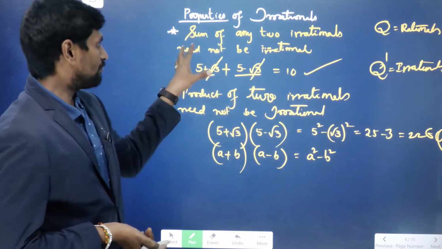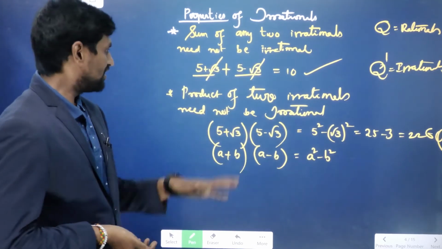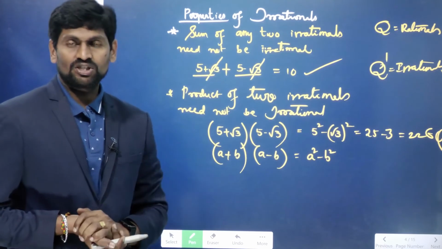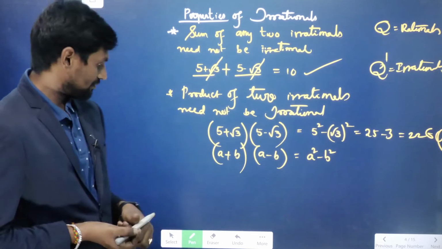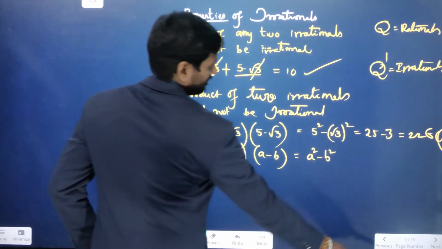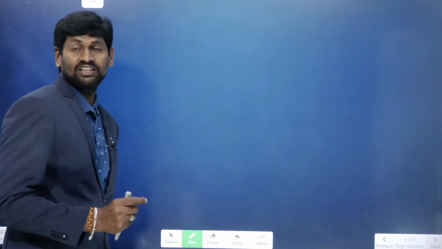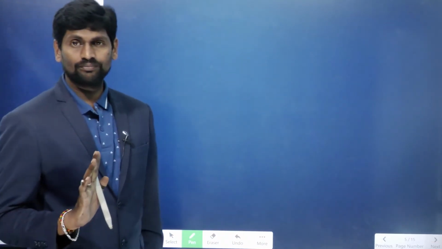Clear? Sum of two irrationals need not be irrational. Product of two irrationals also need not be irrational. And irrational numbers are represented with the letter Q dash. Okay?